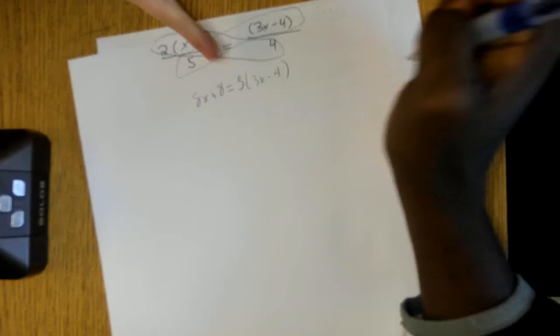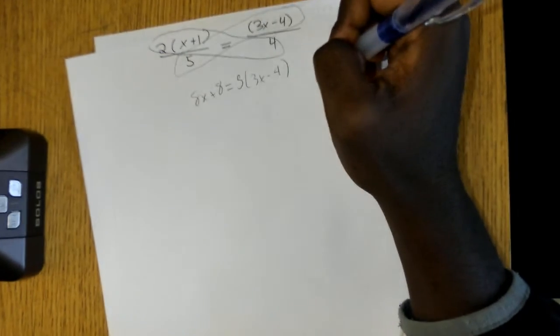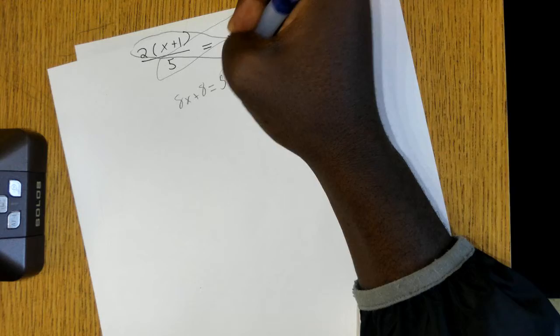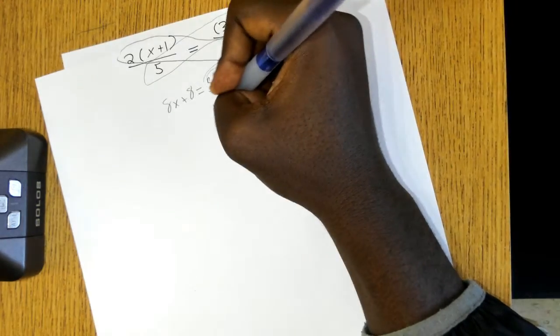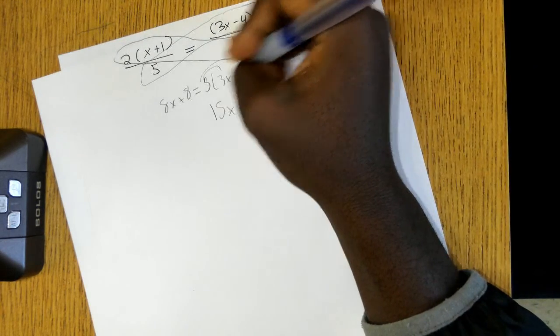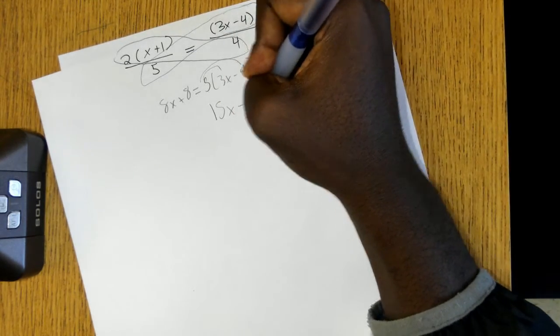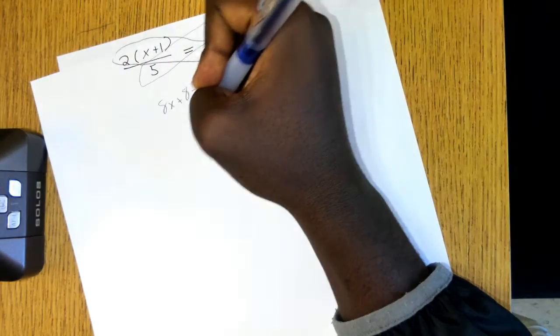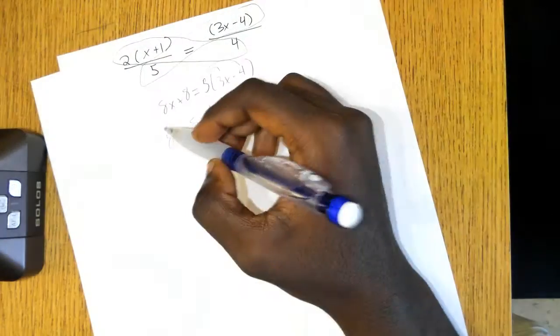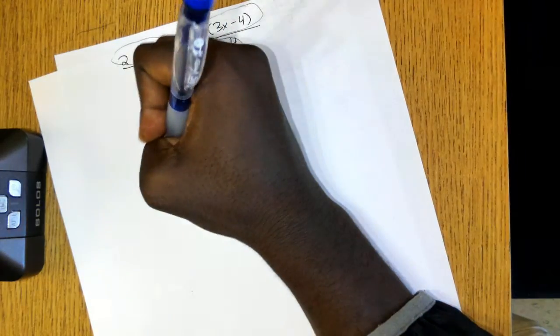Okay. And so what property do you use? I use the distributive property. Okay. Yeah, so cross multiply. So that'd be 15x. And then 5 times negative 4 is negative 20. So I bring all this down. So I bring 8 and 15 on both sides. So I subtract 8.